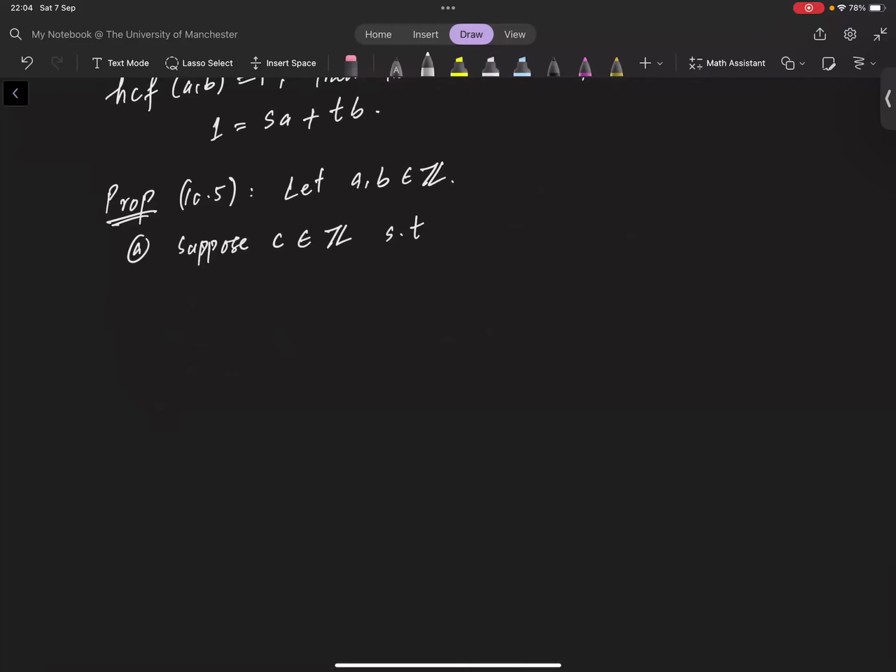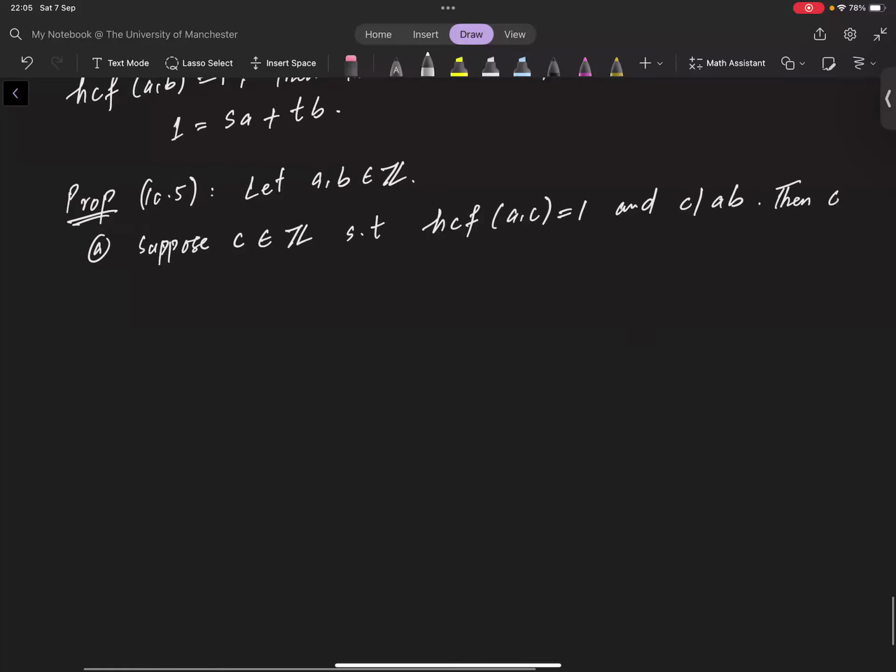So such that HCF of A comma C is 1. They're writing the consequences or the mathematical definition of co-prime to each other, and C divides the product of A and B, then C also divides B. So this is the consequence of these three things.